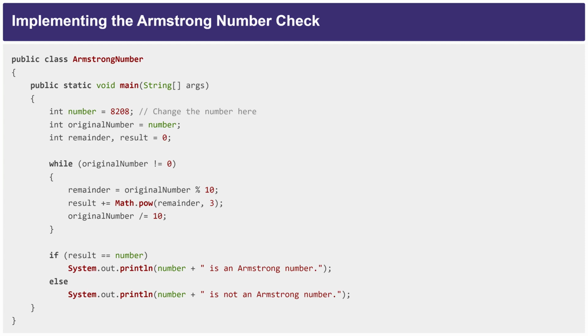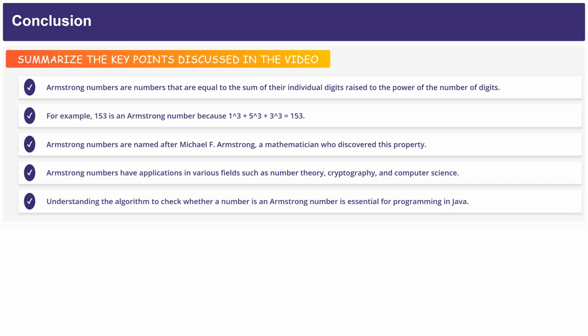After the while loop, we check if the result is equal to the number we are checking for Armstrongness. If the condition is true, we print that the number is an Armstrong number. Otherwise, we print that the number is not an Armstrong number. That's it. Our program is complete. We can now test it with different inputs and see the expected outputs. That concludes our video on checking whether a number is an Armstrong number in Java.